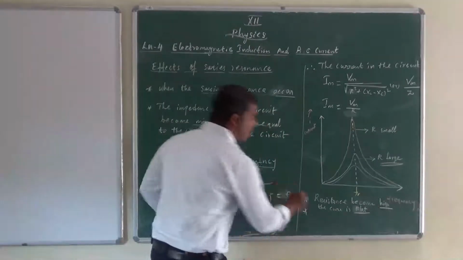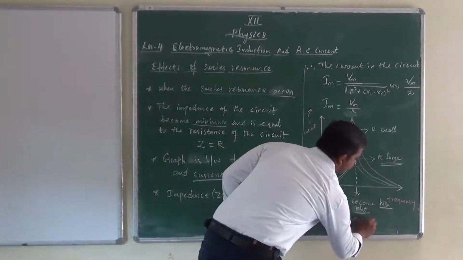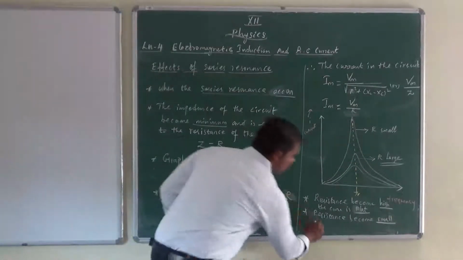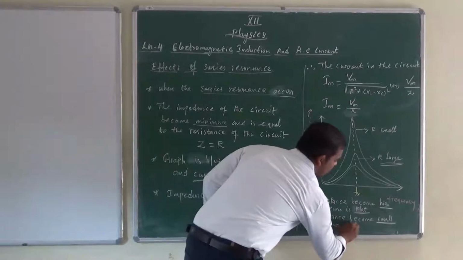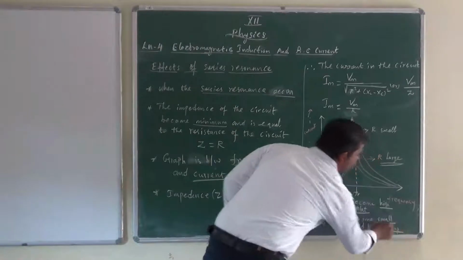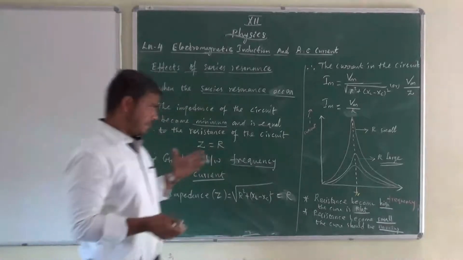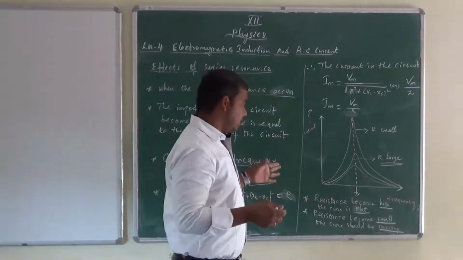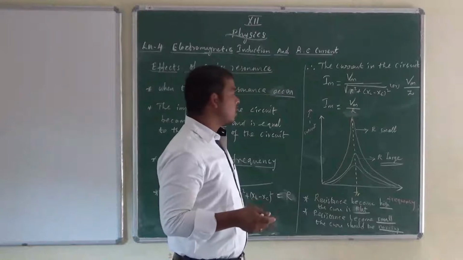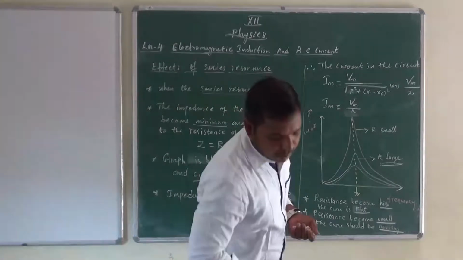Whenever the resistance is small, the curve is narrow. Important, one more question: when the resistance is high, the series resonance curve obtained is flat. When the resistance becomes small, the resonance curve should be narrow. Important one more question. Please note it down.